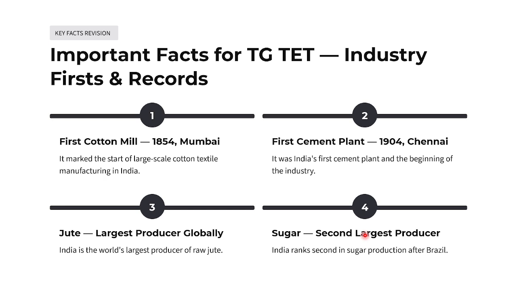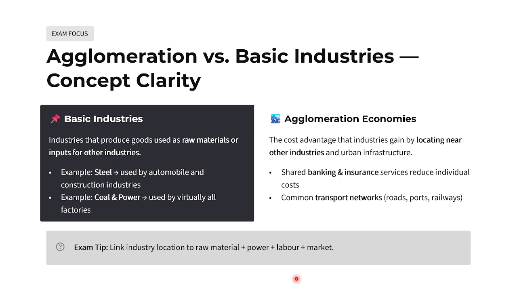This is the thing. So what are the important facts you have to remember? The first cotton mill was established in 1854 in Mumbai city, large-scale cotton textile manufacturing in India, and the first cement factory was established in 1904 in Chennai. It was the first cement plant and the beginning of the industry. Then jute: the world's largest producer of raw jute. And sugar: India ranks second in sugar production after Brazil.